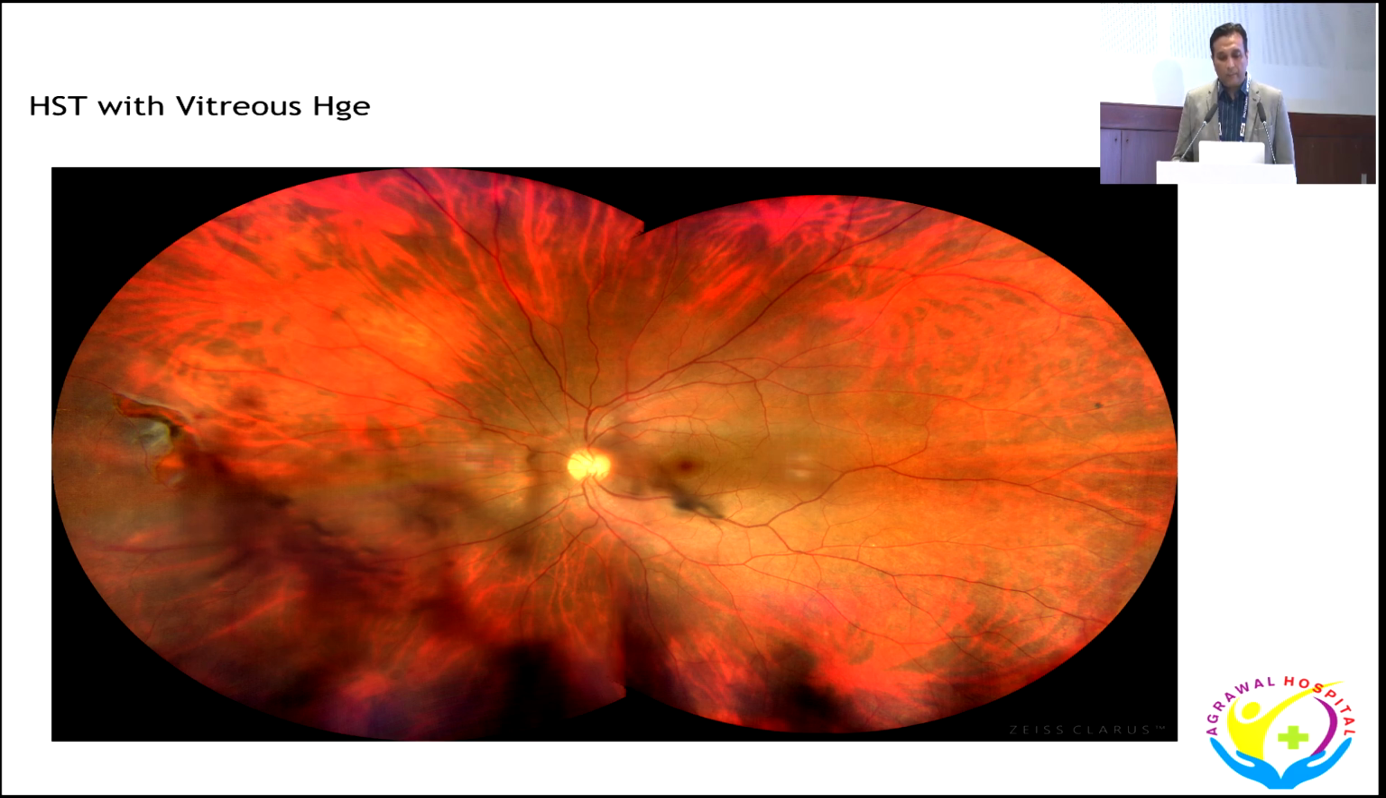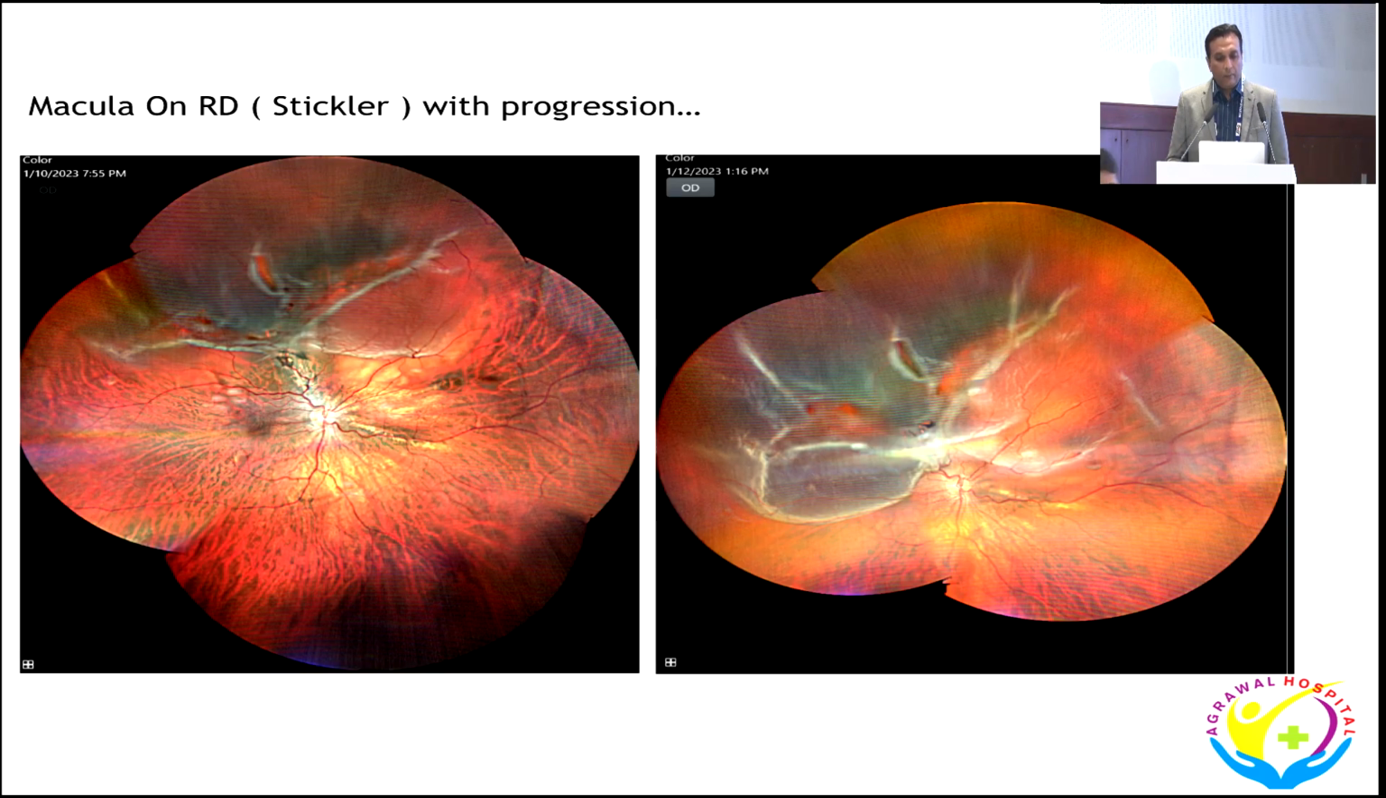So this was a doctor, a dentist, and he came with sudden onset of floaters. The vision was 6x6, and you can see there's a nasal large horseshoe tear with a little amount of vitreous hemorrhage, and we barraged the patient.